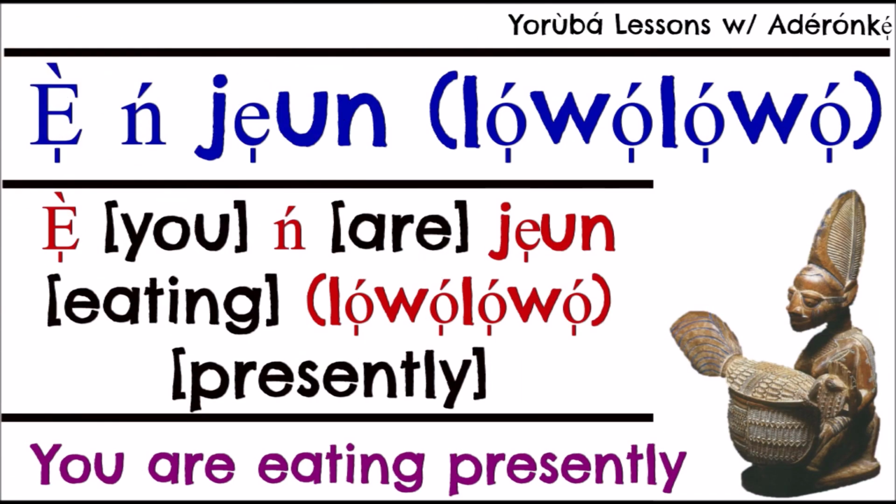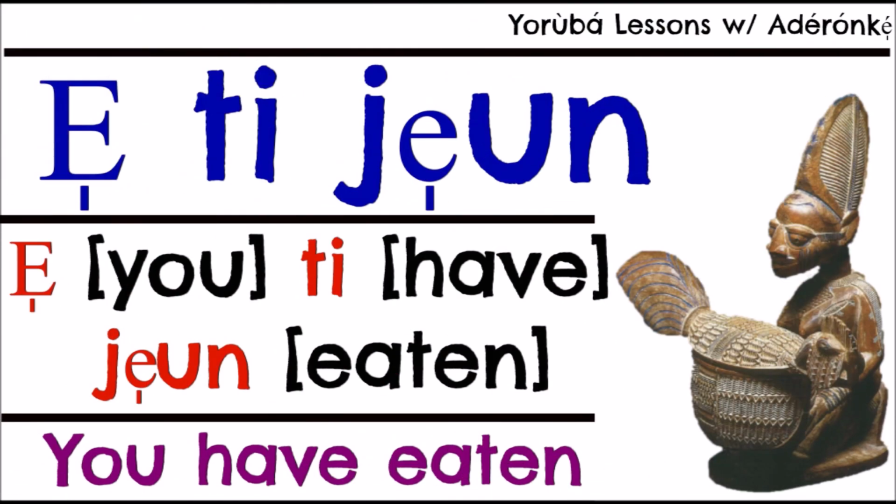And if you're talking to two or more persons of any age, or one person that is older than you, and you want to say you're eating presently, it's ẹ̀ ń jẹun lọ́wọ́, ẹ̀ ń jẹun lọ́wọ́lọ́wọ́. You're eating, ẹ̀ ń jẹun lọ́wọ́. And if you want to say you've eaten to this kind of person or these people, it's ẹ ti jẹun, you have eaten.